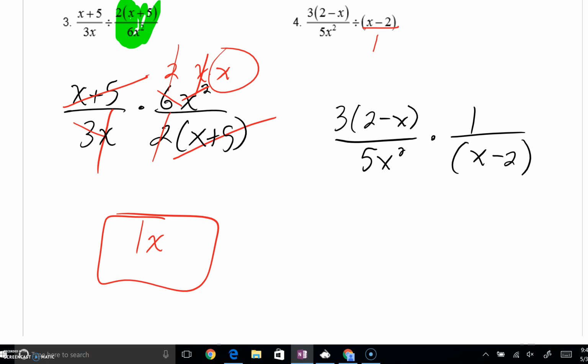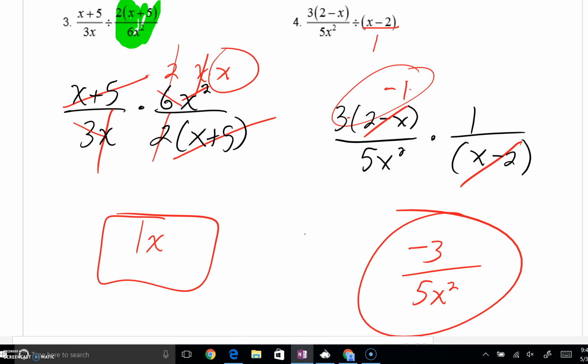The x minus 2 and the 2 minus x, we saw that yesterday. Subtractions cancel when their orders are switched. But what do we have to write there? -1. Those cancel out to a -1. 3 times -1 is -3. Down below we've got 5x squared. That's your final answer. Okay?